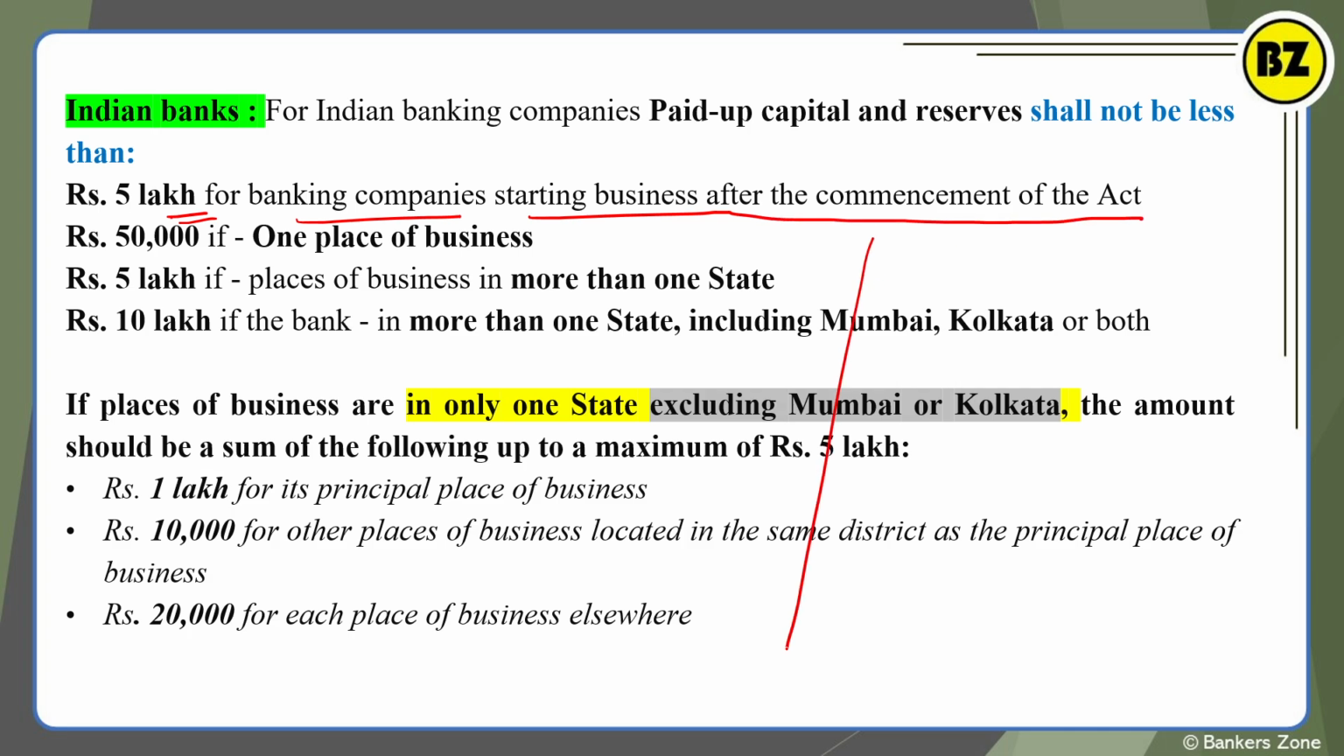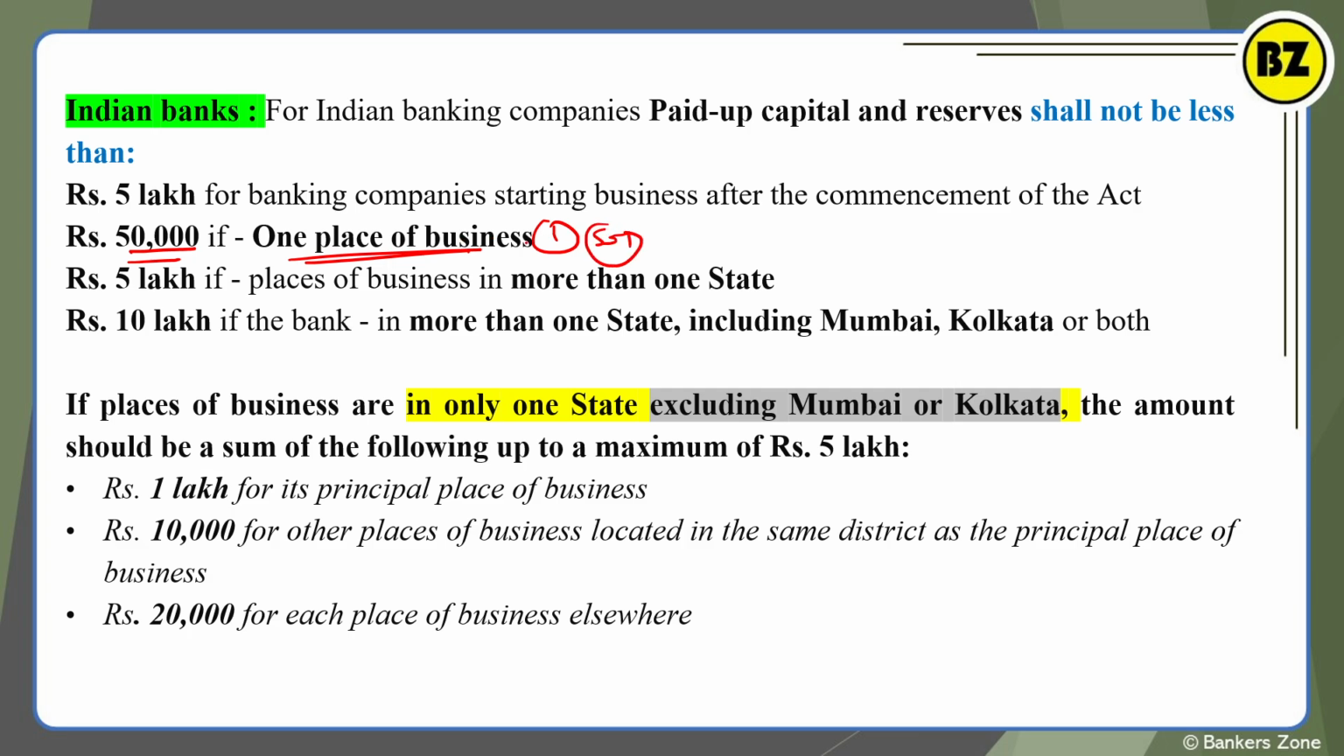So what is the plain criteria? Simply, 5 lakh rupees you have to remember anyhow, because you have to maintain 5 lakh rupees as reserve with the RBI if you want to open a bank in India as an Indian entity. So remember the 5 lakh figure. Apart from that, you have to deposit 50,000 rupees if you have only one place of business, meaning only one branch.